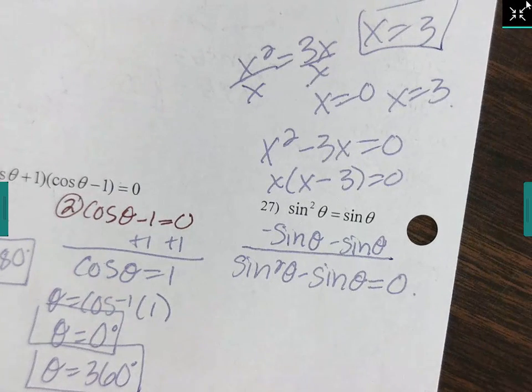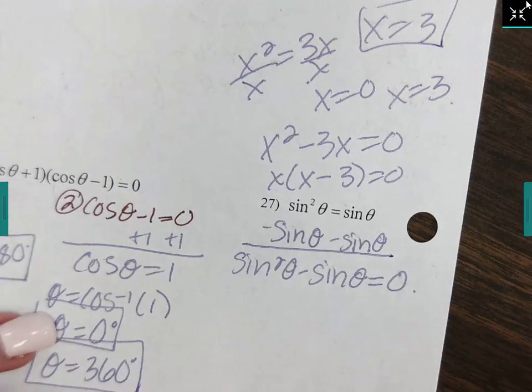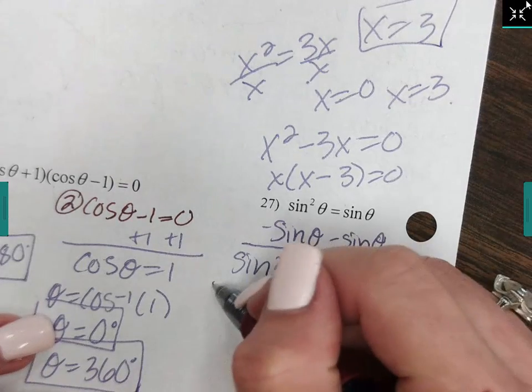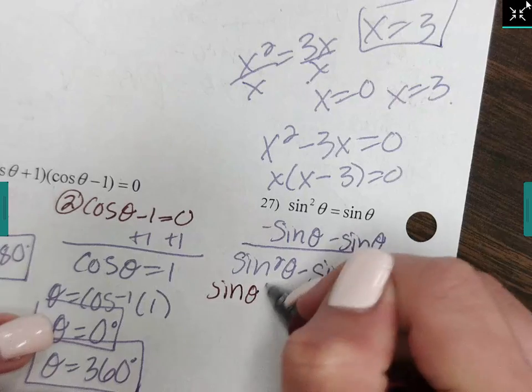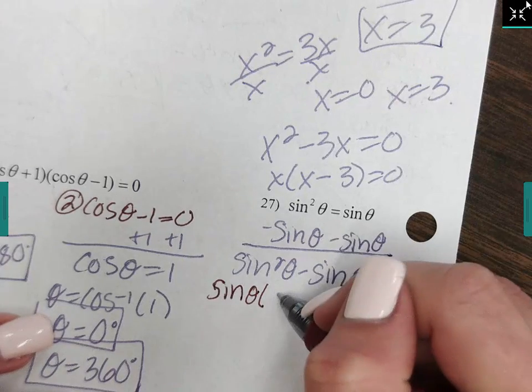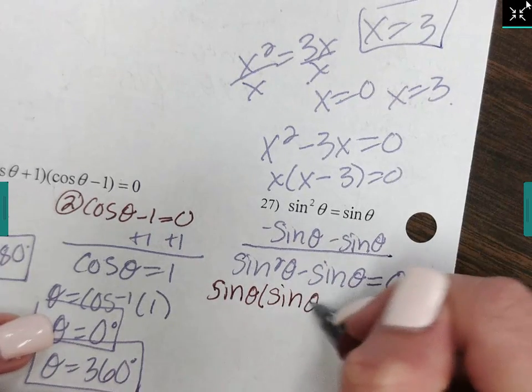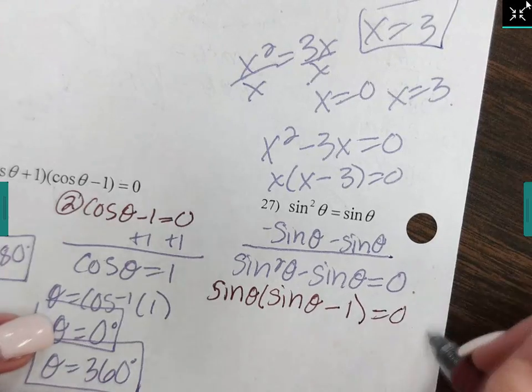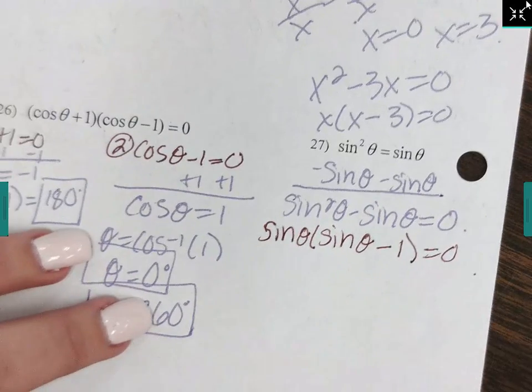Any questions so far? Let's set one side equal to 0. Now we're going to have to factor out a what? The GCF, which is the sine of theta, right? That leaves us with sine of theta times the quantity sine of theta minus 1 is equal to 0. So now we just set both of these factors equal to 0.